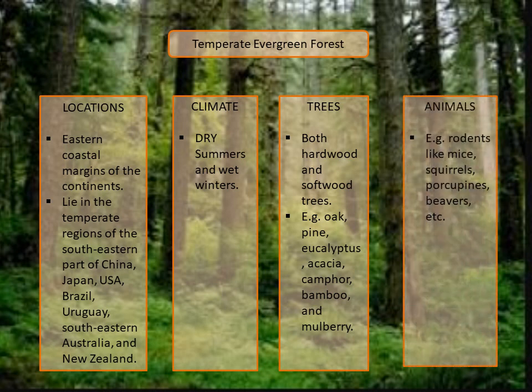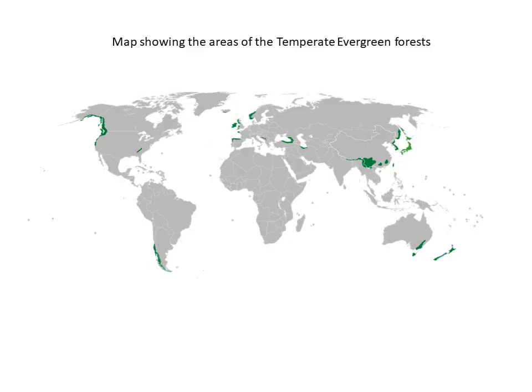The animal species found here are rodents like mice, squirrels, porcupines, beavers, etc. Deer, monkeys, antelopes are also found here. The giant panda is common in the forests of China. Map showing the areas of the temperate evergreen forests.